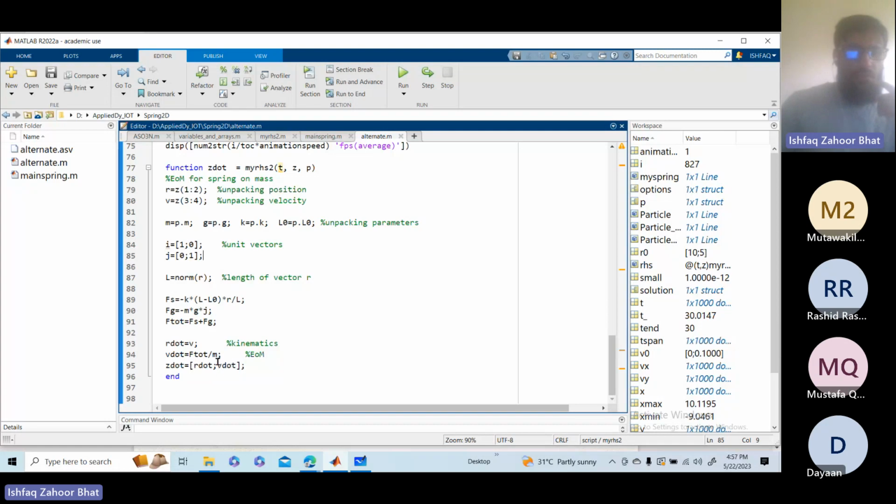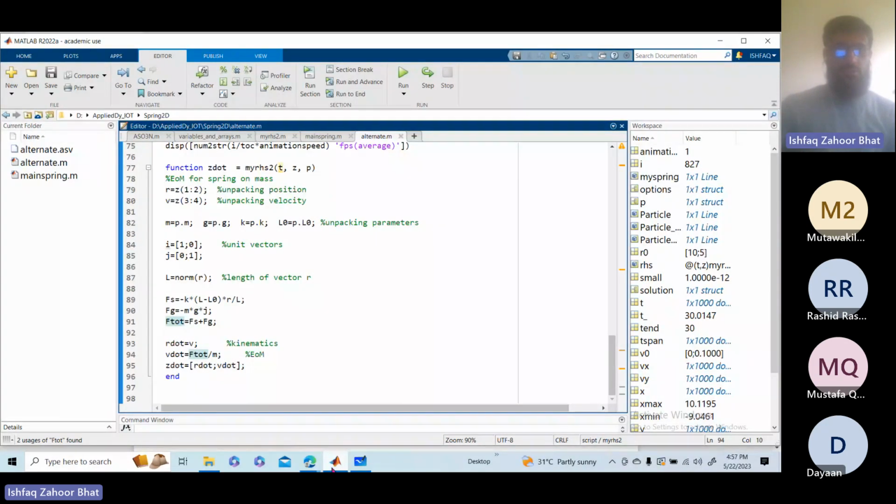But we don't know what this V dot and R dot is. At least I don't know, and MATLAB also doesn't know what this V dot is. So V dot actually is acceleration, and that acceleration is nothing but F total external force divided by the mass.